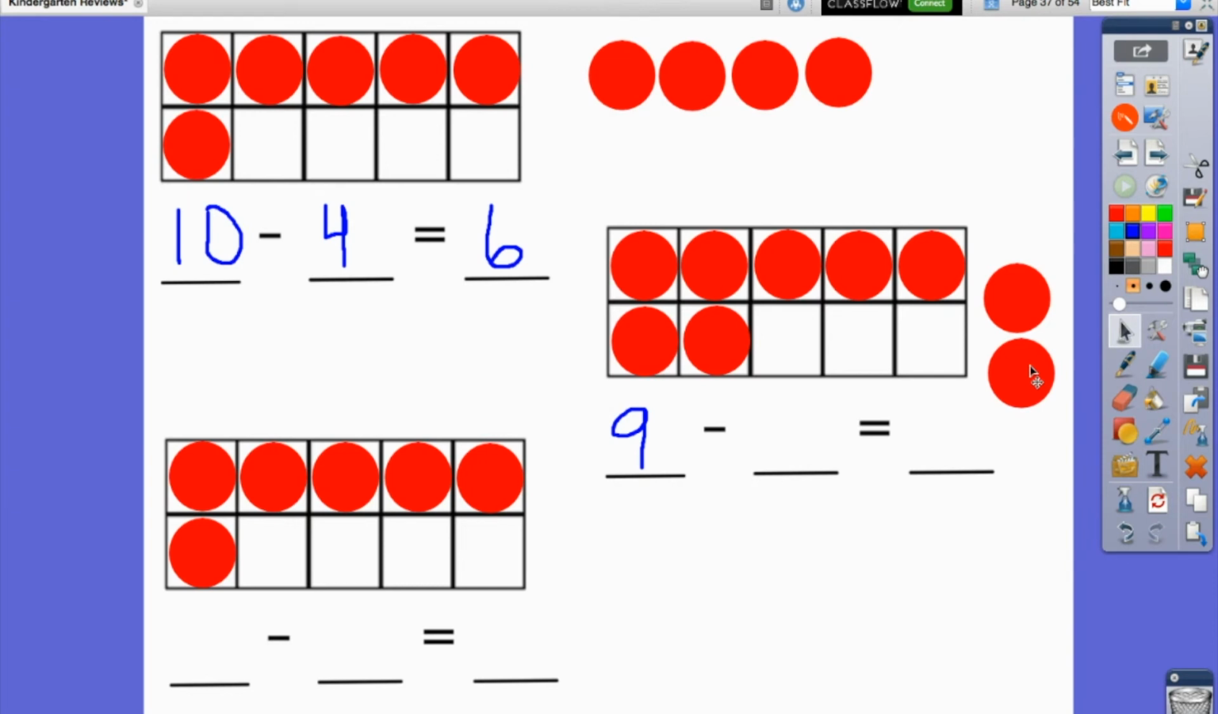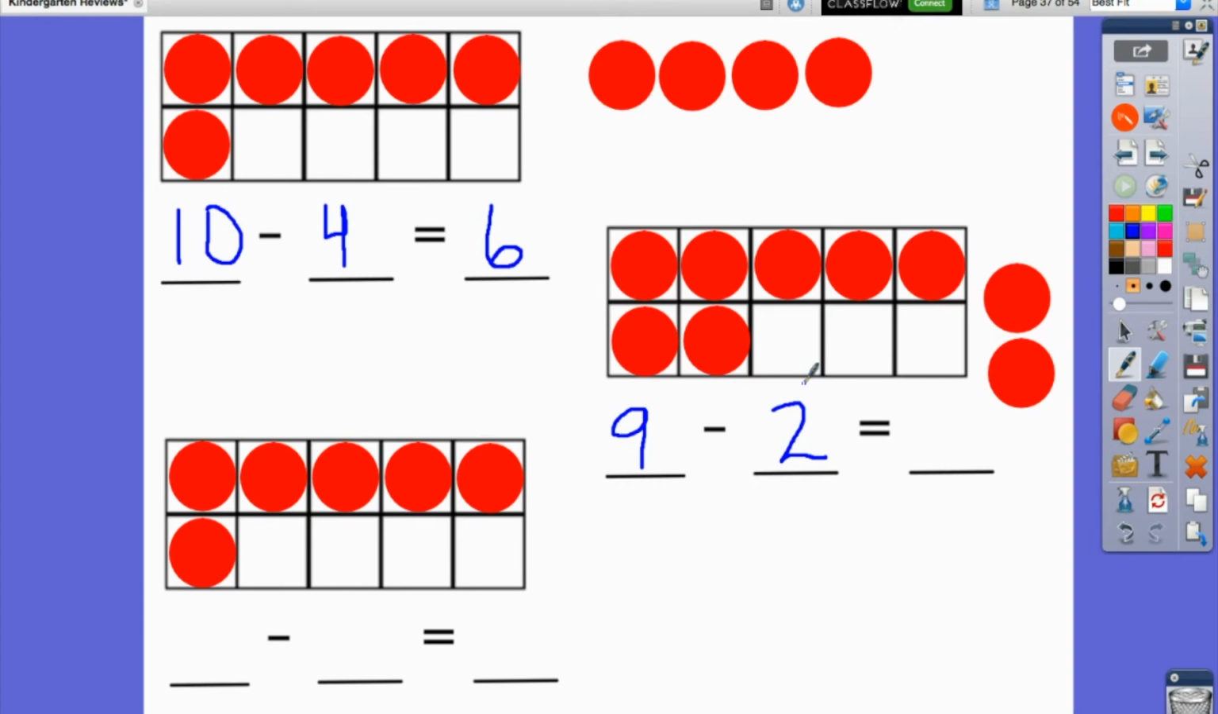How many counters did I take away? I took away 2. So how many counters are left? Go ahead and I want you to figure that out on your own silently. How many counters are left on my 10 frame? I think there might be 5 counters left.